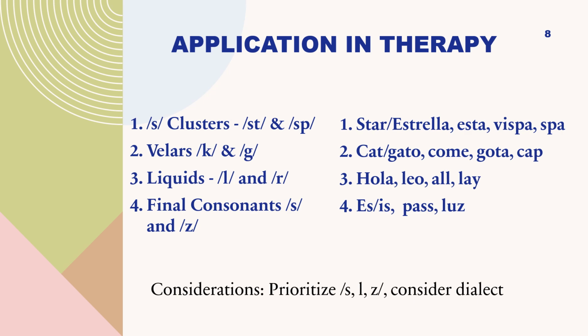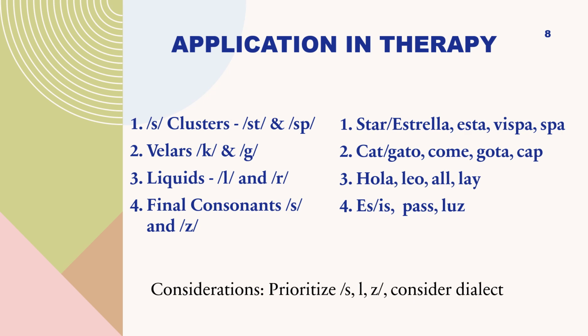For the S clusters and the velars, we're going to want to think about what kind of targets and what kind of words in Spanish that we could use in English and in Spanish to kind of generalize. So ST and SP are good clusters for Spanish because they're more common. And then the velars K and G develop at the same time or similar time to English. So those are good ones to pick when you're thinking about which sounds would serve my client best if they're bilingual and I'm wanting to generalize to both languages.